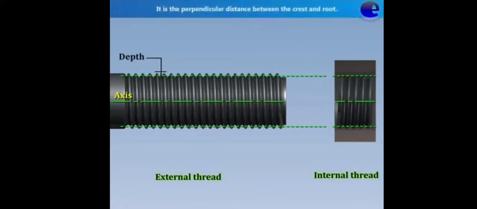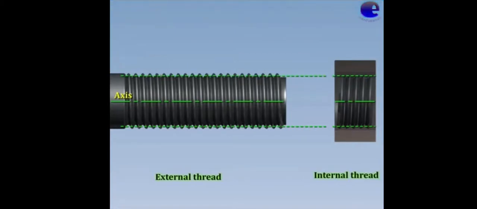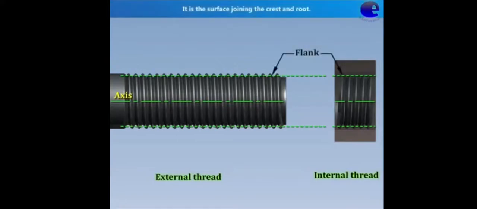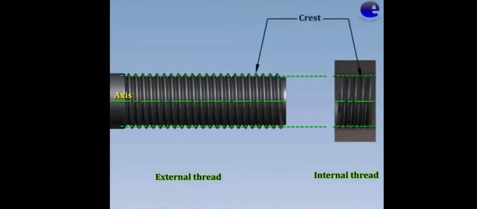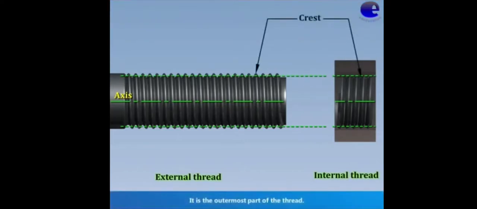Depth. It is the perpendicular distance between the crest and root. Flank. It is the surface joining the crest and root. Root. It is the bottom surface created by the two adjacent flanks of the thread, that is, innermost portion of the thread. Crest. It is the outermost part of the thread.